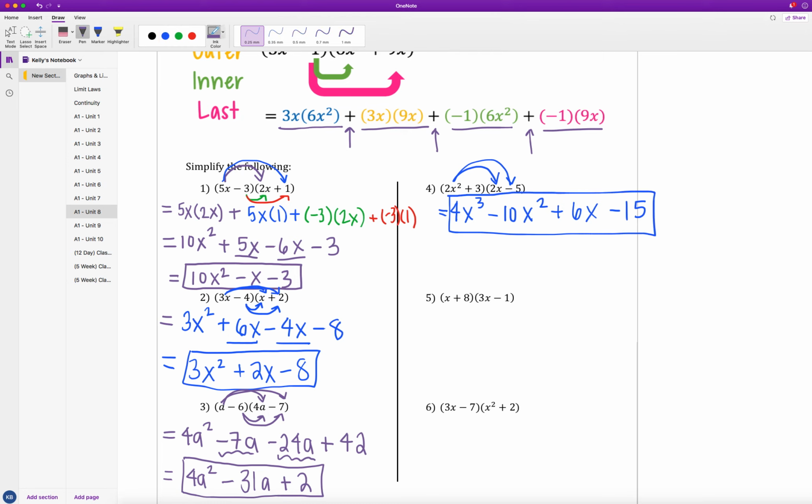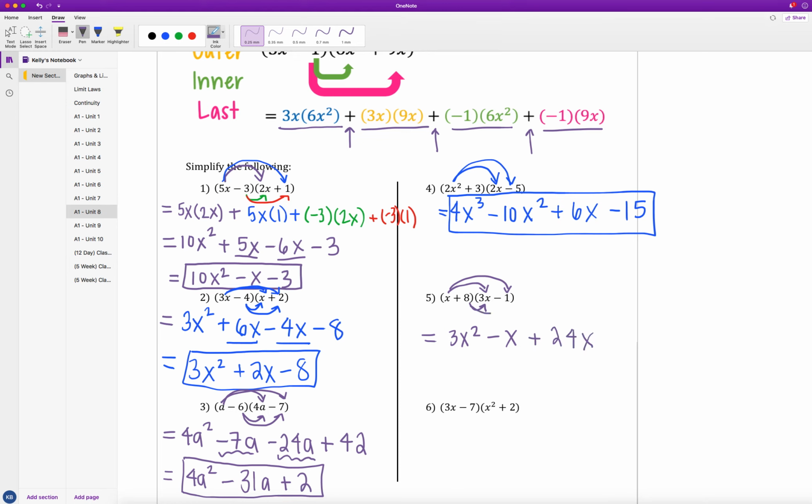Example 5 says x plus 8 times 3x minus 1. Why don't you guys pause the video and multiply out example 5 on your own first. Let's check example 5. So for our first terms, we have x times 3x, so that's going to give us 3x to the second power, plus our outer terms will be x times negative 1, which will give me negative 1x, so negative x. My inner terms is 8 times 3x, so I'll get plus 24x.